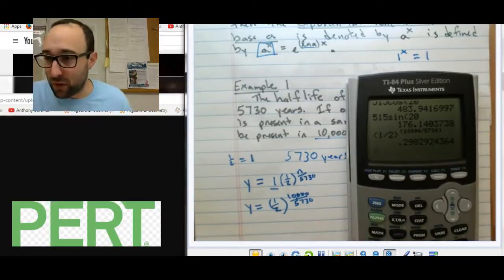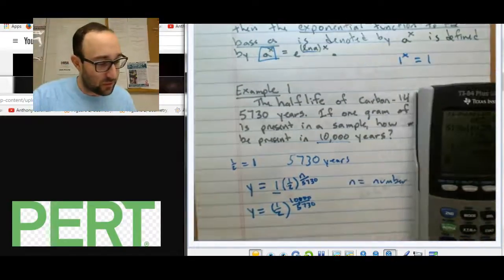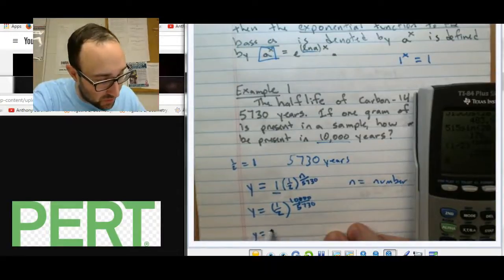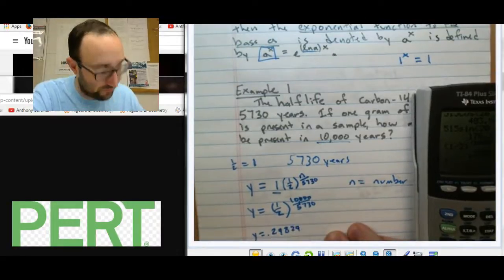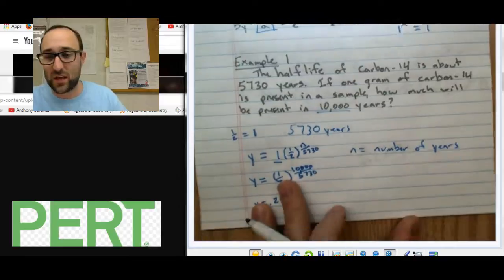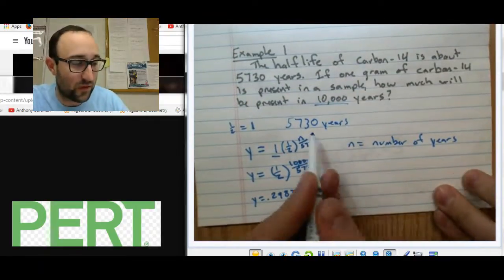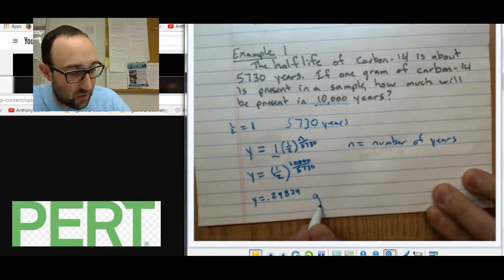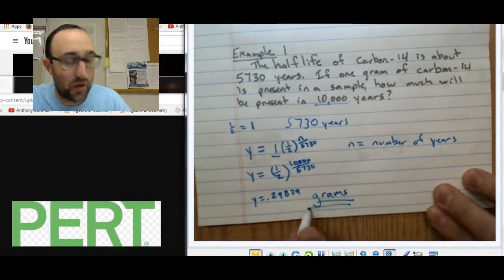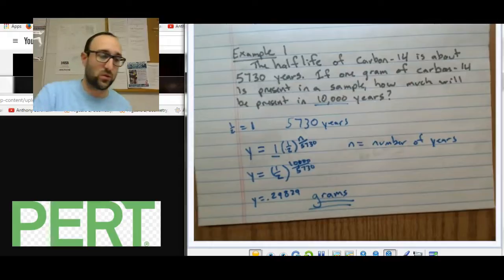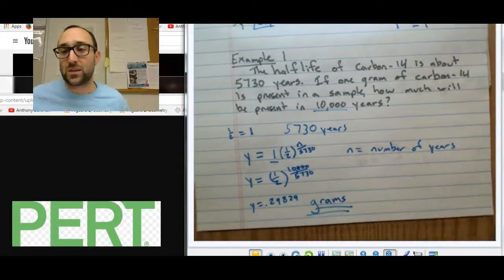that number, 0.298. So we can say y equals 0.29829. And what does that number mean? What are our units that we're talking about? Well, years and grams. So yes, you are right if you thought it was grams. There you go. So there's one way of just looking at this.